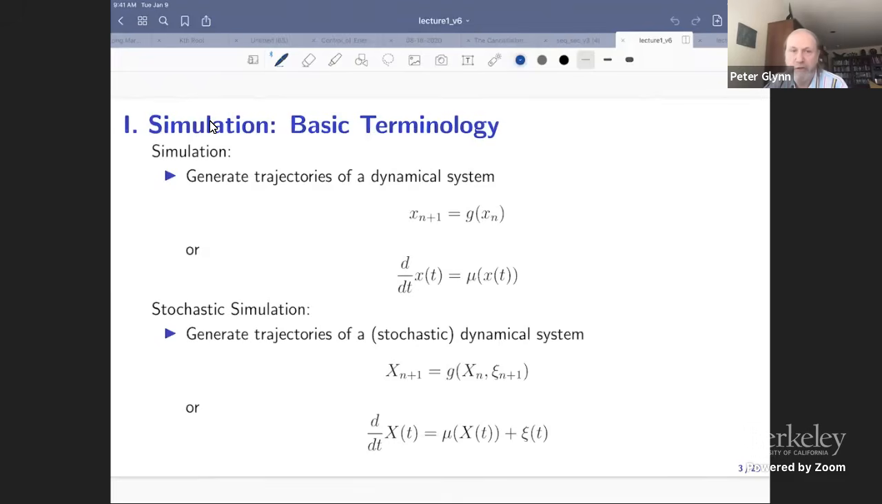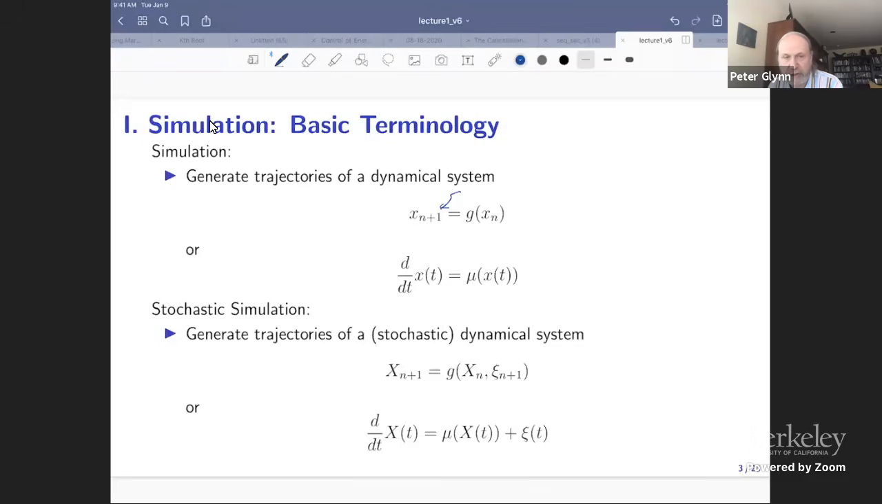Let me start with some basic terminology. Where does the word simulation come from? It comes from exactly the mathematical sciences view of the word simulation. Simulation is typically used to talk about the generation of trajectories of dynamical systems. A very simple class of dynamical systems are the deterministic dynamical systems, the so-called autonomous dynamical systems. In the discrete time context, we would have the state of the system at time n+1 being some function g of the state at time n. g could be linear or nonlinear. The continuous time version would be the differential equation, dx/dt, the derivative of x(t), equal to some function of x(t).